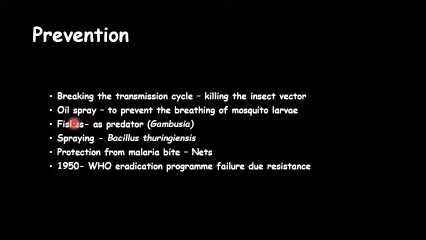And we can use a lot of fishes as predators, so that they go and feed upon these larvae. So it eradicates the Anopheles mosquito from the very beginning. And we can also use the antibiotic Bacillus thuringiensis. We can spray it onto the mosquito larvae so that it kills them. And also we can use nets on the windows so that they prevent the entry of mosquitoes.